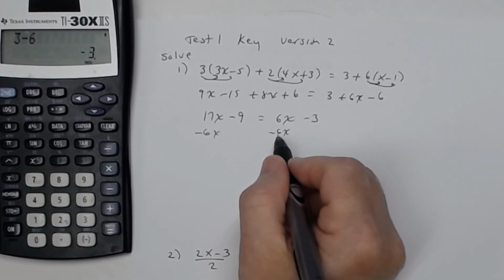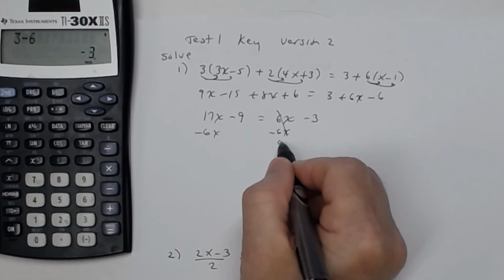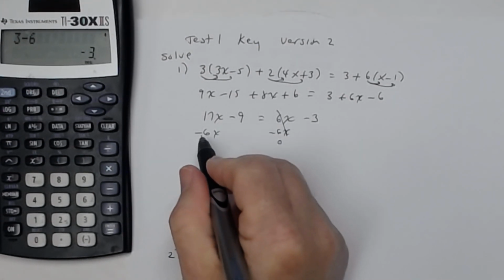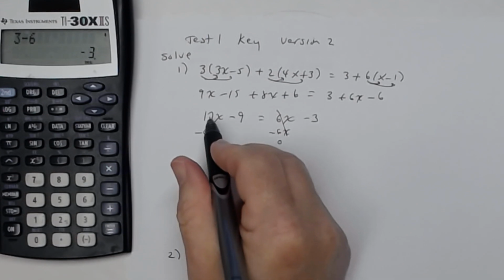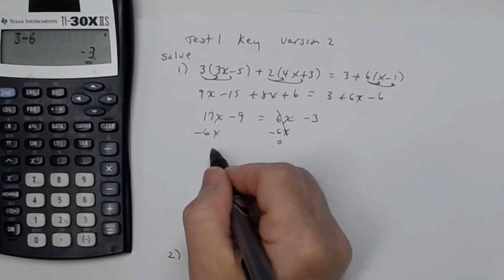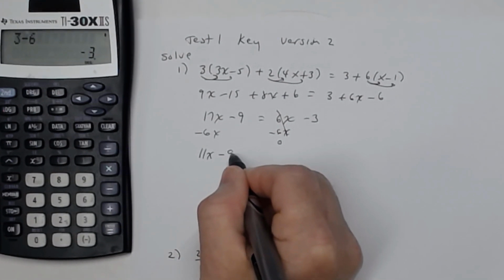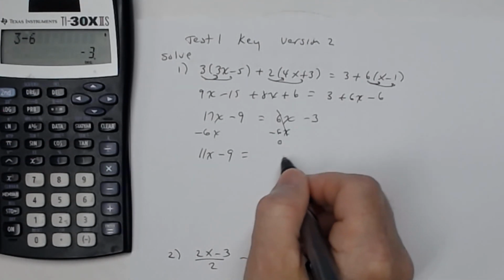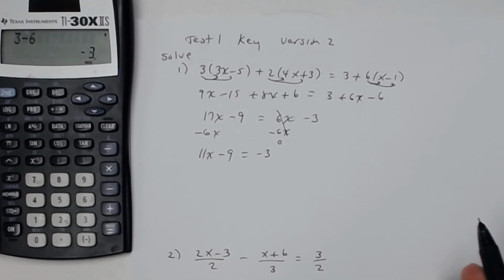6x and a negative 6x, when you combine those, is 0. 17x, notice I'm aligning my like terms. 17x minus 6x is 11x. Minus 9 equal 0 and a negative 3 is a negative 3.